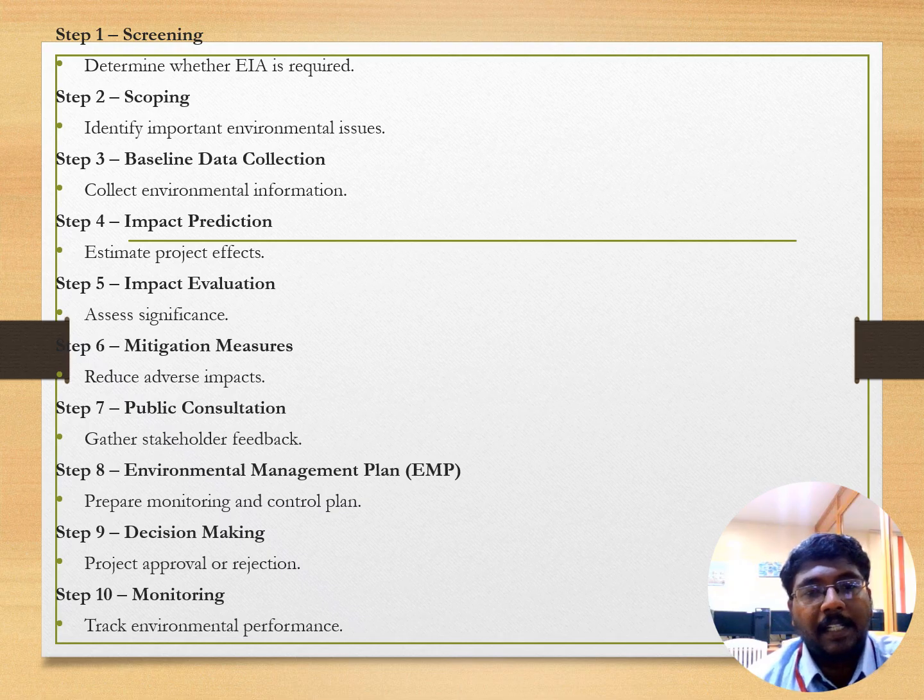After the baseline data collection, impact prediction takes place. It is defined as the estimated project effect, to analyze, forecast and evaluate the potential positive and negative effects of the entire EIA project. After the impact prediction, impact evaluation takes place. Impact evaluation is defined as assessing the significance of the entire EIA project. After the impact evaluation, mitigation measures take place.